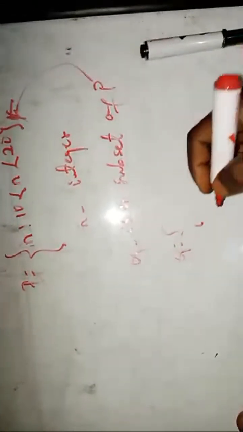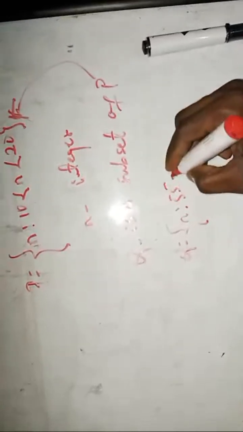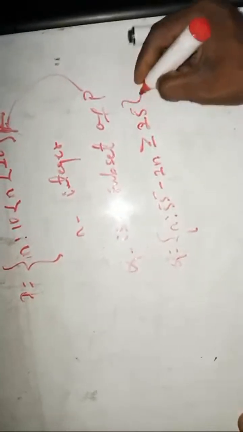And then the subset Q says that the elements of Q are the n such that 55 is less than 2n, and 2n is greater than or equal to 25. That is the question. Right after this question we are going to solve the Venn diagram, so make sure that you stay here.